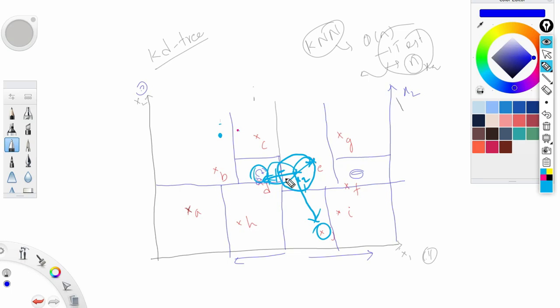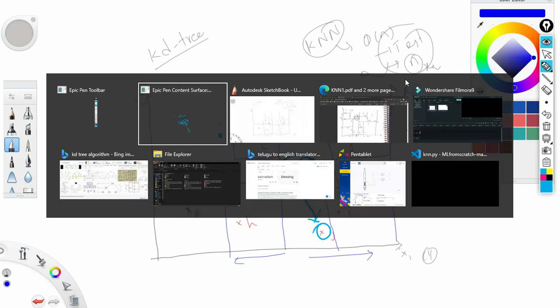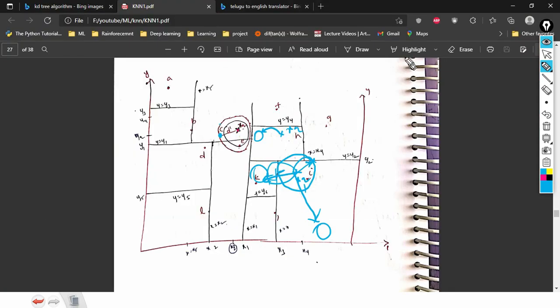For example, if the query point is here, then it is definitely classified into the class it is very close to, C, and whichever class it belongs to, the XQ is also classified into that class. I think you got my point. This is the thing that we can observe. I will show an example, then it's very good.